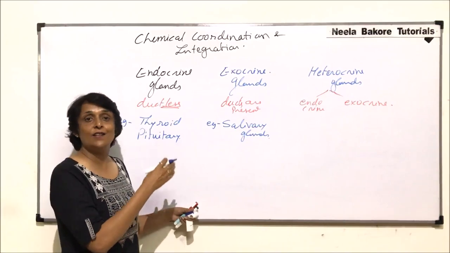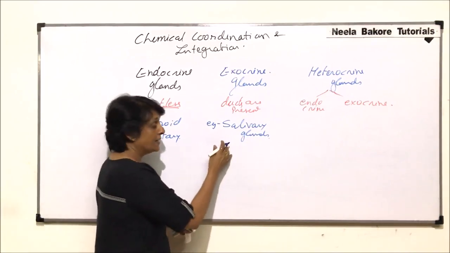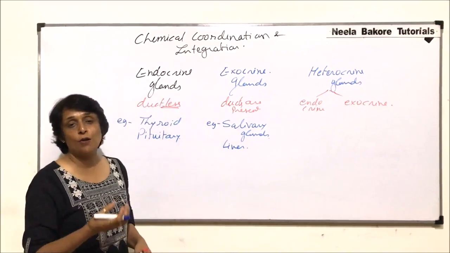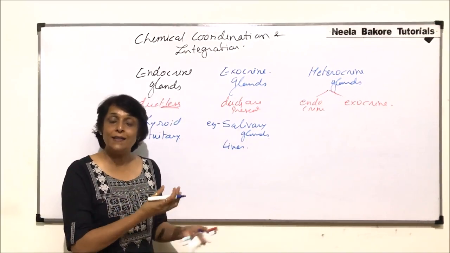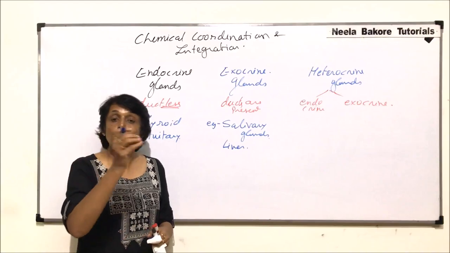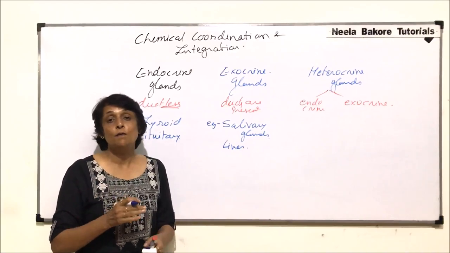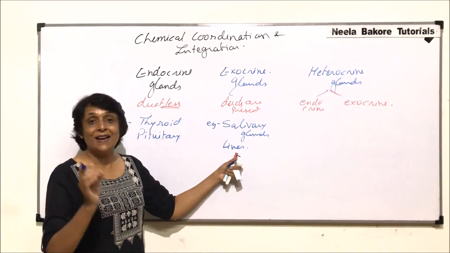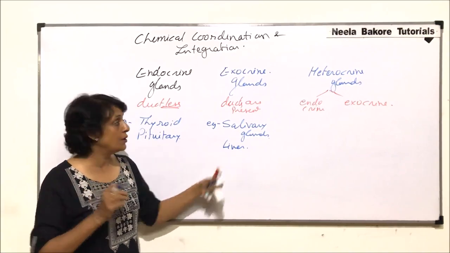And different salivary glands have different ducts. Similarly, we can have the example of liver here. Liver also has its secretion, which we call bile, and the bile is secreted out through all those various ducts, which we call bile duct, common bile duct, and so on. So there are ducts which are carrying this secretion.